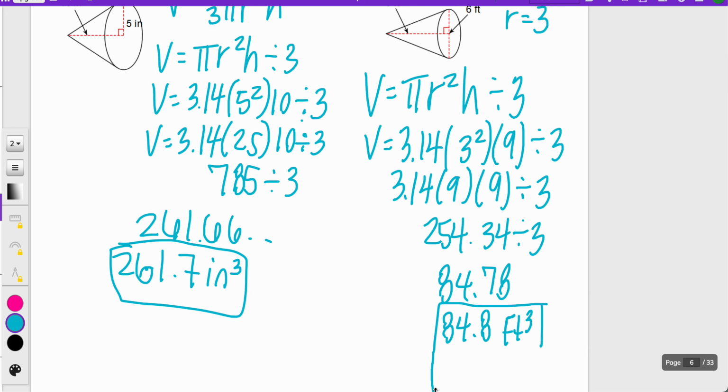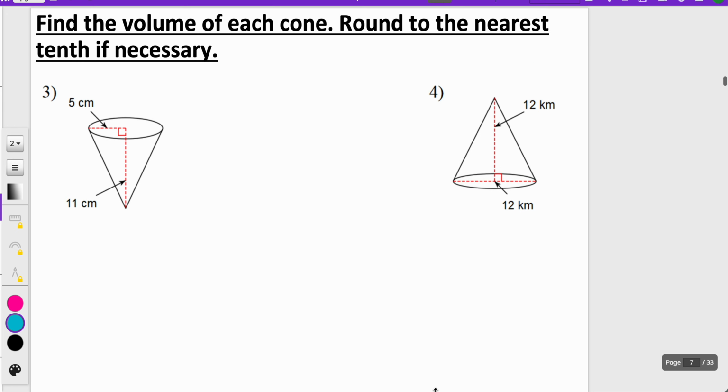Okay? On these next two, I'm going to have you try these on your own, so see what you can apply with the volume formula of 1/3 pi times radius squared times your height.